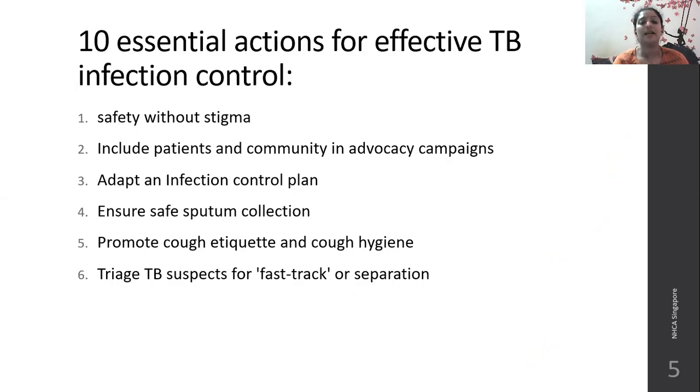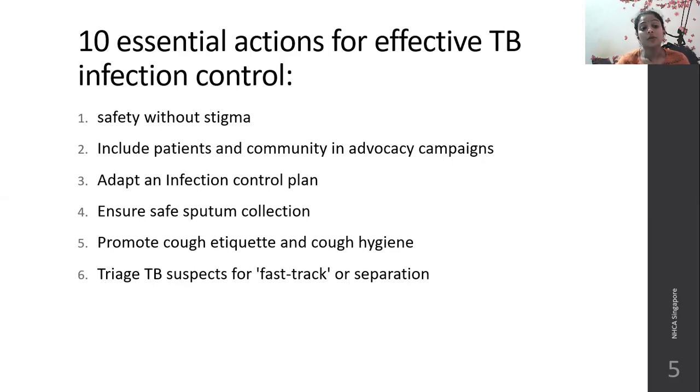So, 10 essential actions for effective TB infection control. Safety without stigma is first: include the patients and community in advocacy campaigns. For example, educate the patients and the community about TB. What is TB? How to prevent it? How to control it? What are the DOTS therapies available nearby? Encourage them to be aware of social themes such as "our community is TB safe" campaigns, "our healthcare facilities are stopping TB" campaigns. Encourage them to participate in such awareness campaigns, etc.